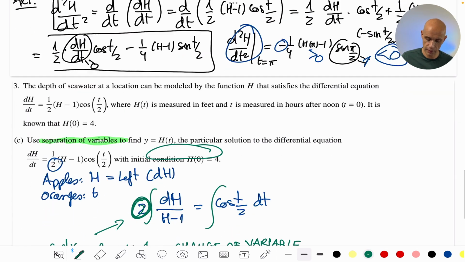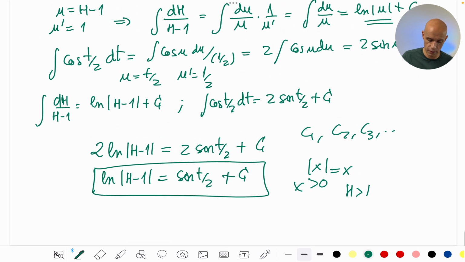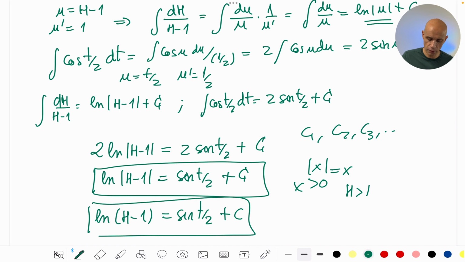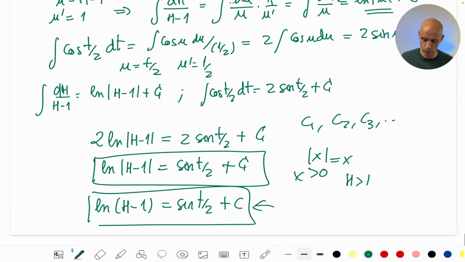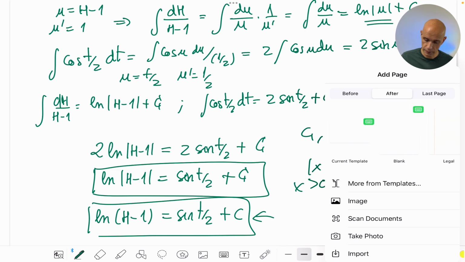So this means that this absolute value here, you can really write it like this if you like, okay? But in other cases, it may matter. So let's be careful with that. Okay. We need to find this arbitrary constant and then finally isolate h. So we still have a little bit of work to do. Let's add a new page.